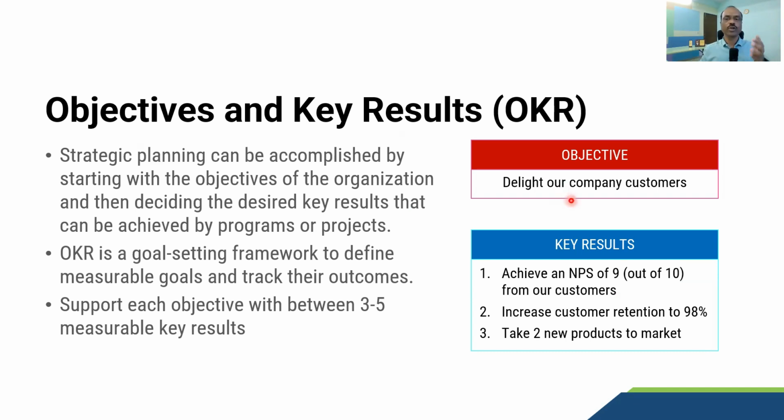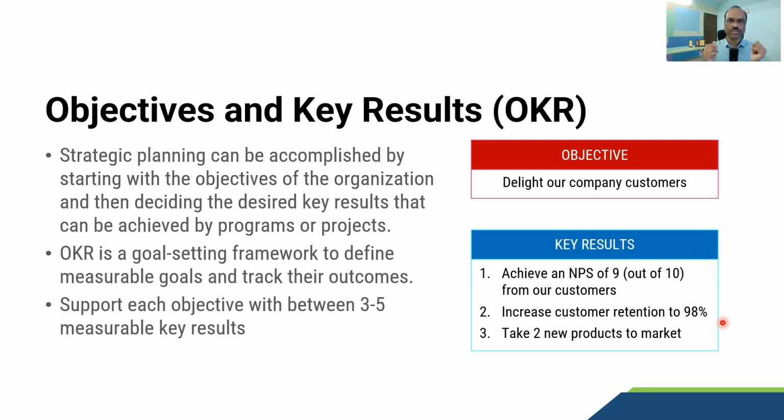For example, if you look at here, we define our objective as delight our company customers. So that is the objective. But we cannot achieve this without having some proper actions. And that's where the key results come into the picture. You can see that we have defined 3 key results for this objective. The first key result is achieve a net promoter score of 9 from our customers. The second key result is increase customer retention to 98%. And the third key result is take 2 new products to market.